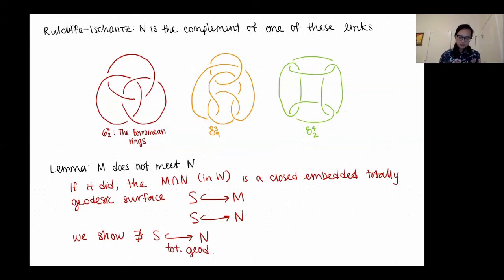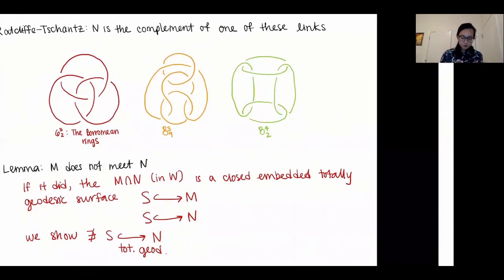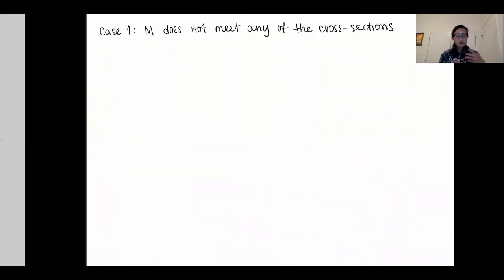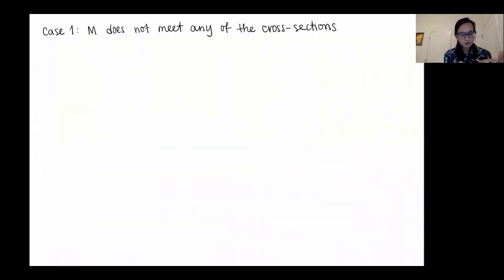So now we go into two different cases. Well, we know M doesn't meet the particular cross-section that's orientable. There's three remaining cross-sections, and some of those might be non-orientable. So the first case is to consider M that does not meet any of the cross-sections. One other nice thing about the fact that these are cross-sections is that they also happen to be reflection faces.